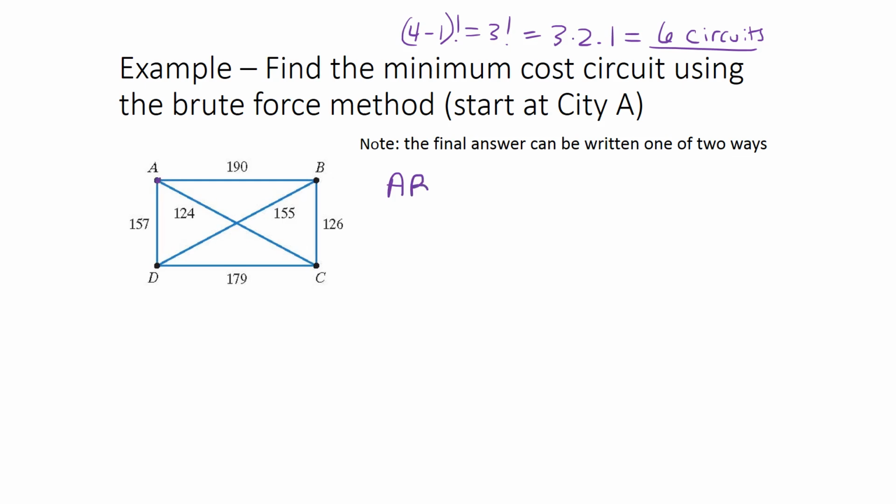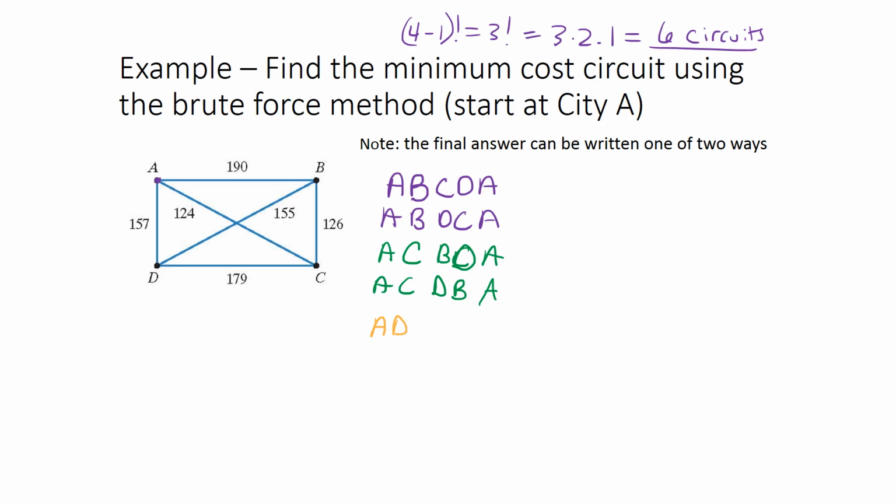Remember, we fix A and fix the first two: A, B, C, D, back to A; A, B, D, C, back to A. Then we do the ones that start with AC: A, C, B, D, and A, C, D, B, and of course they end with A. And then the ones that start with AD: A, D, B, C, and A, D, C, B, and then end with A.